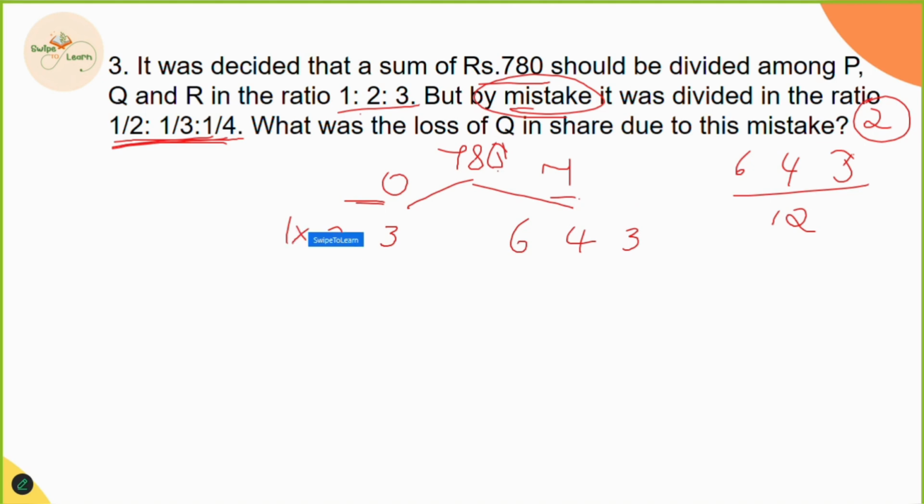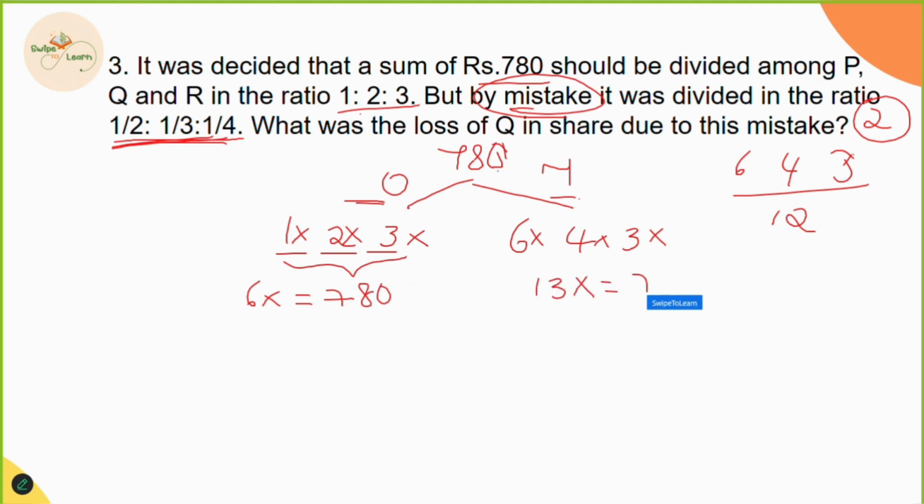Now what we do is add the parts with x. 3 plus 2, 5. 5 plus 1, 6. So 6x becomes 780 and here 13x becomes 780. Cancellation is possible, right? So for 6x, x equals 130, and for 13x, x equals 60.